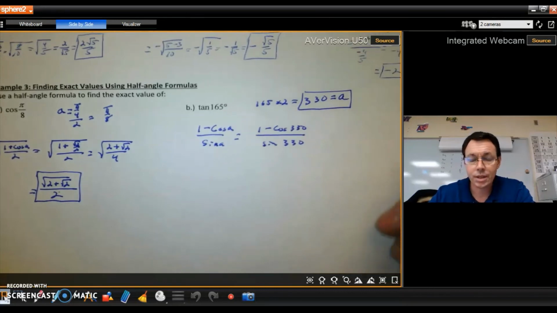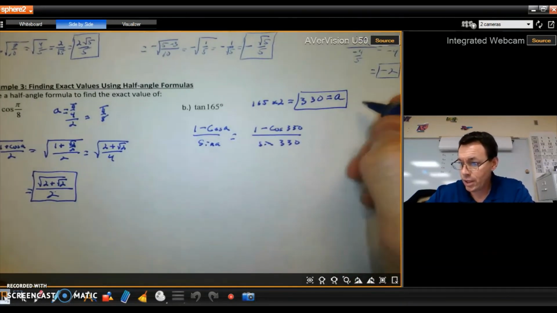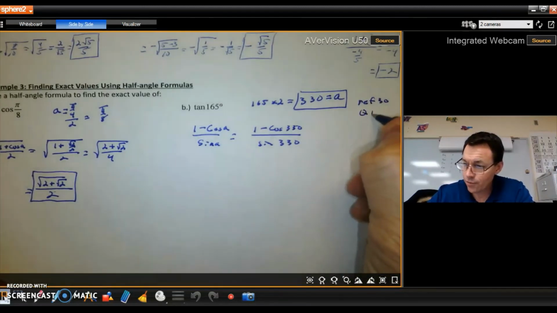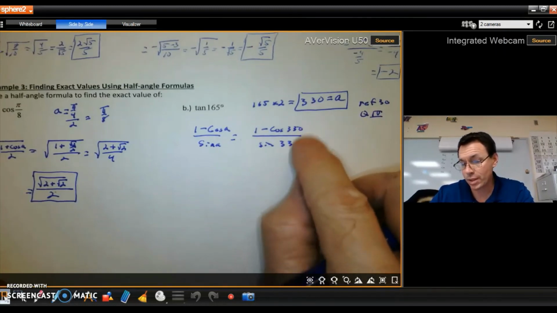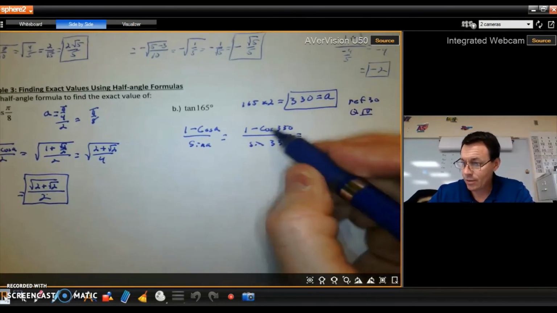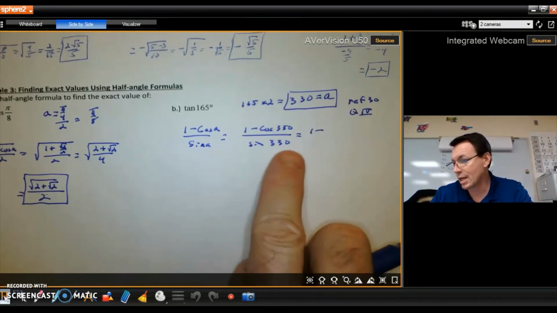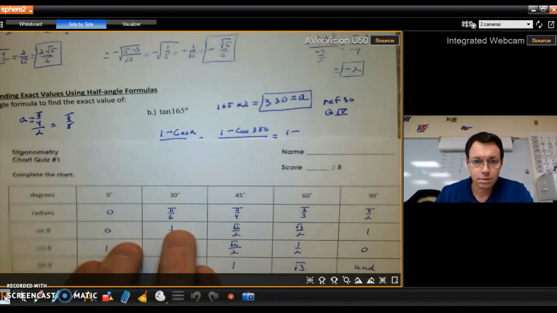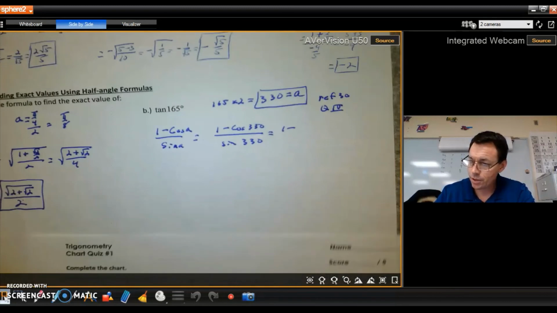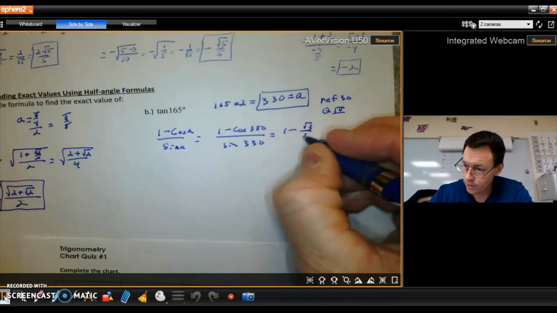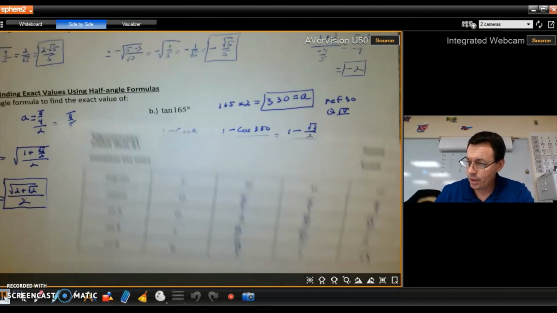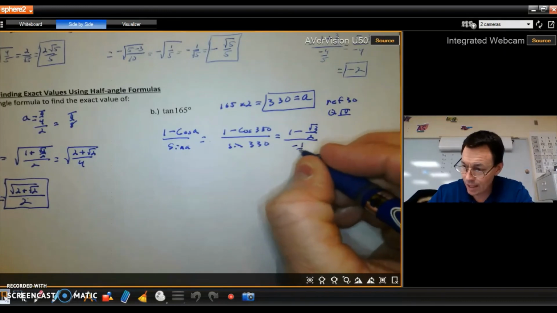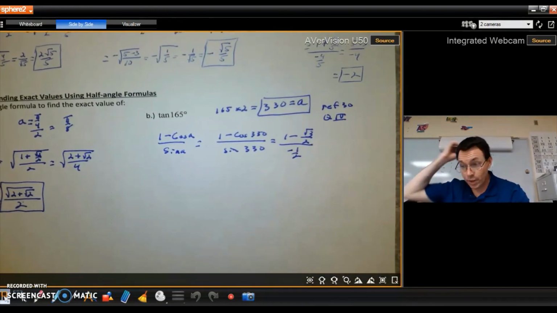And now we're going to use our chart. 330 has a reference angle of 30. It's 30 away from the x-axis. It's in quadrant 4, so I'm going to pay attention to that when I'm doing this next step. So what do I have? I have 1 minus the cosine of 330. Well, reference angle of 30, cosine is radical 3 over 2. So radical 3 over 2. Sine of 330: sine of 30 is 1/2, but it's going to be negative 1/2 because sine is negative in quadrant 4, which is where 330 is.